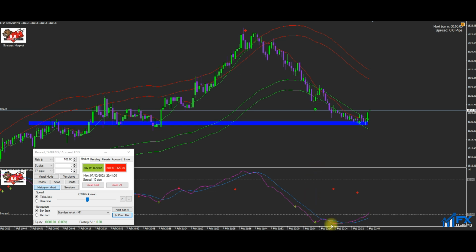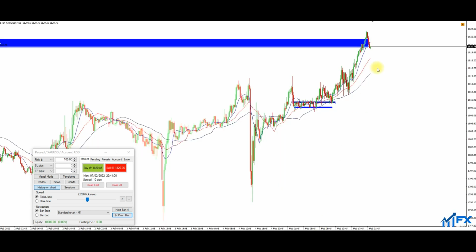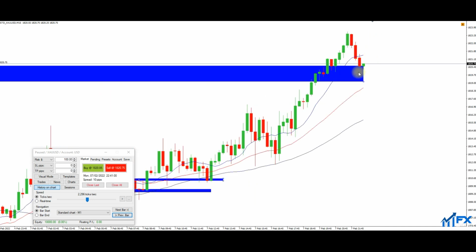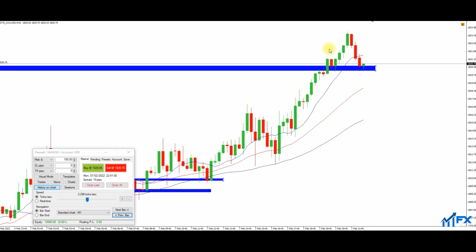We've got the MACD gone oversold. We've got the Mogwai signal. We've got support and resistance. Nothing wrong with it. Let's have a look at the 15-minute charts now. Okay, so we've pulled down ever so slightly. We're still in an uptrend, a strong uptrend.